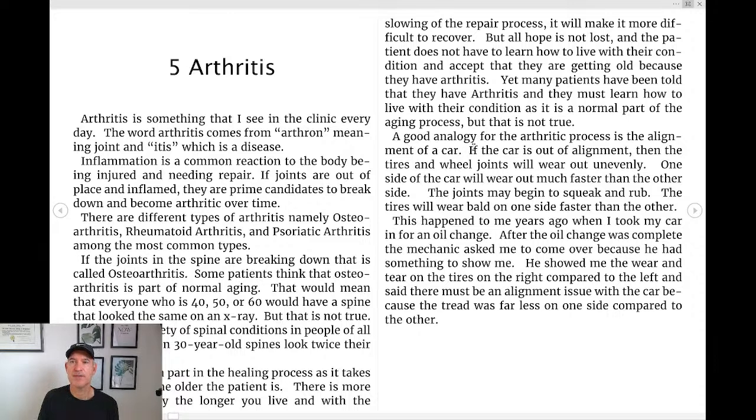A good analogy for the arthritic process is the alignment of a car. If the car is out of alignment, then the tires and the wheel joints will wear out unevenly. One side of the car will wear out much faster than the other. The joints may begin to squeak and rub, and the tires will wear bald on one side faster than the other. This happened to me years ago when I took my car in for an oil change. After the oil change was complete, the mechanic asked me to come over because he had something to show me. He showed me the wear and tear on the tires on the right compared to the left, and said there must be an alignment issue with the car because the tread was far less on one side compared to the other. That's a little bit from my book on back pain.